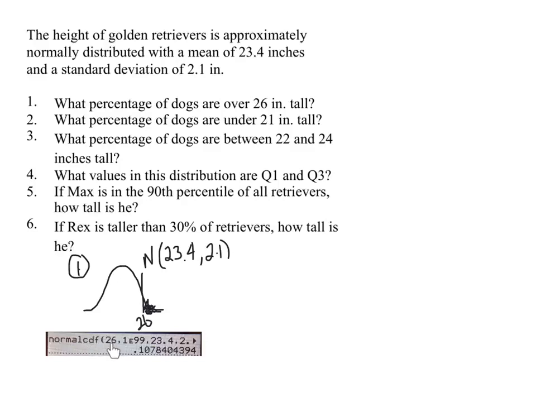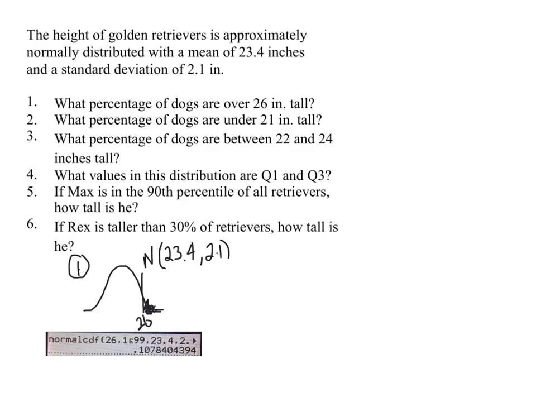The first number is the lower bound, so 26. The next number is the upper bound. I put a large number, one with 99 zeros after it. And then the mean and the standard deviation got cut off. So lower bound, upper bound, mean, standard deviation. LUMS. And there it is. So it's 10.8%.